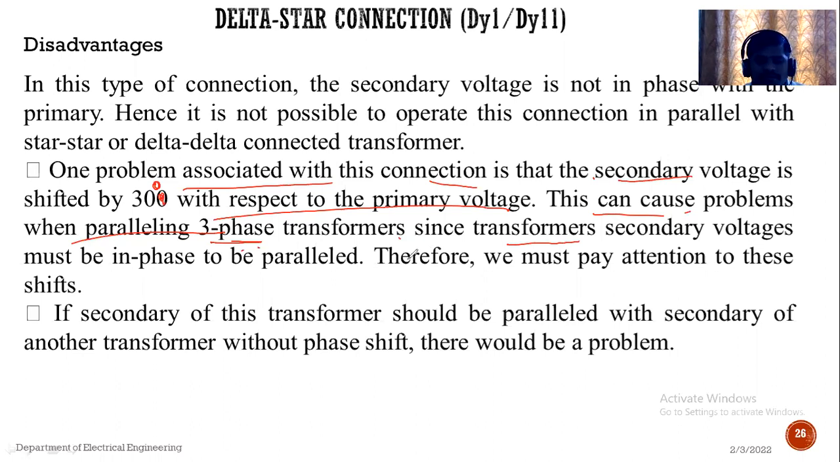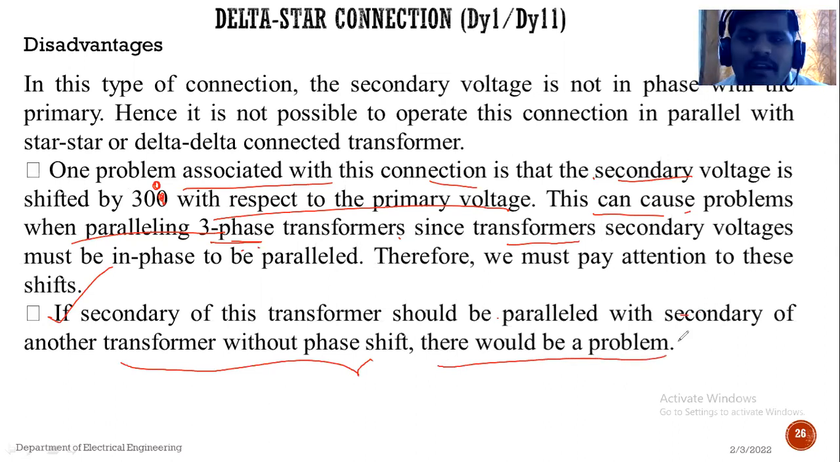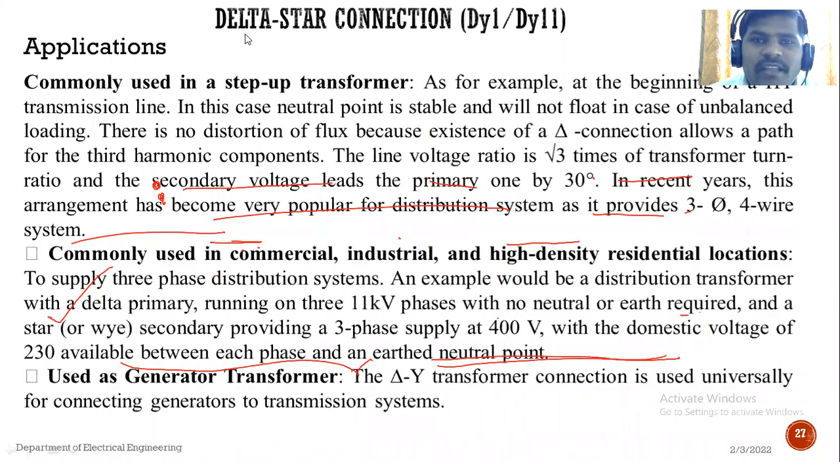Now, the last disadvantage is that if the secondary of the transformer is to be paralleled with the secondary of another transformer without phase shift, there would be a problem. If we do parallel operation of the transformer, then there will be some problem. So these are some of the disadvantages of these types of connection, that is delta star having 1 and 11, that means plus 30 degree and minus 30 degree phase displacement.